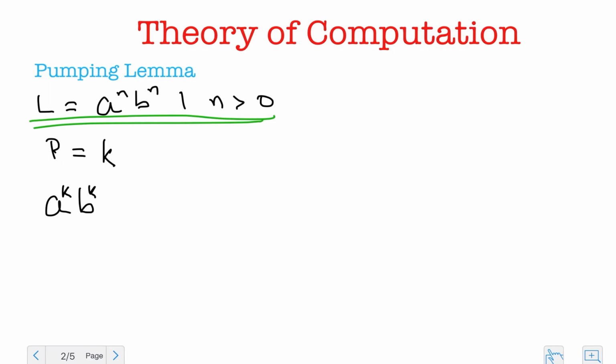Hence I can safely say that L is not regular, and that's how you would use the pumping lemma on any given language to prove that language is not regular. Once again, last time I'm reminding you, the pumping lemma can be used to prove that a language is not regular, but it cannot be counted as conclusive proof of a language being regular. So just keep this in mind.